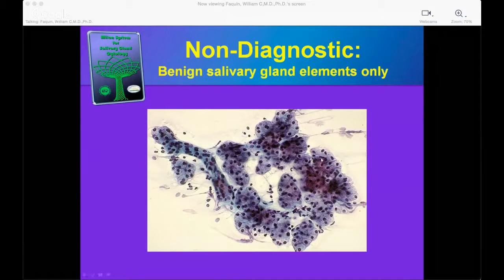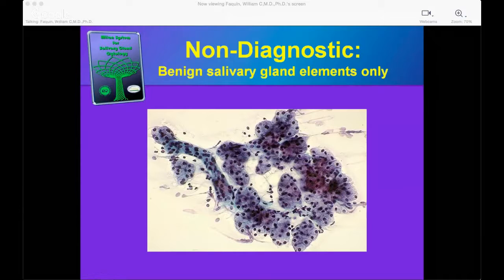Here's an example of a salivary gland FNA, where in this image, all you can see are basically normal, benign salivary gland elements. We have small lobular groups of vascular cells arranged in a pretty much normal pattern, interconnected by ductal epithelial cells. So this is really just benign, normal salivary gland epithelium.